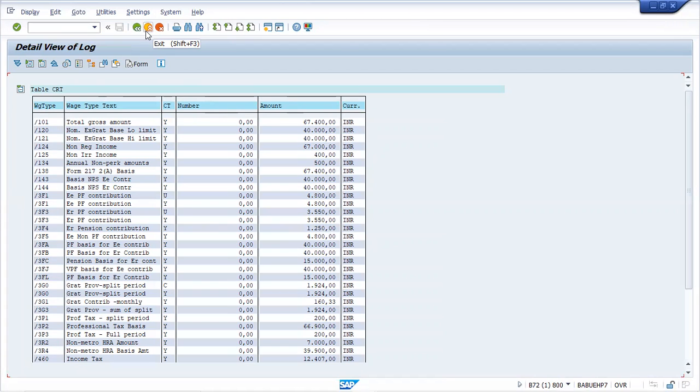From this table, the key takeaway is you have to remember slash 101, which is the total gross, slash 124 and slash 125. So these three are very important secondary wage types during a payroll run. If anything is coming wrong in a pay slip or in any payroll issues, these three things you have to see first. Then the respective issues you have to solve.